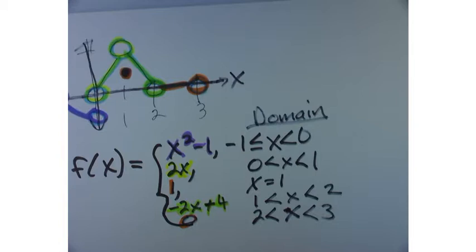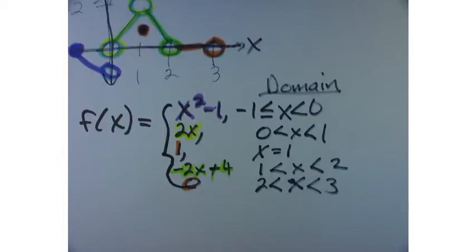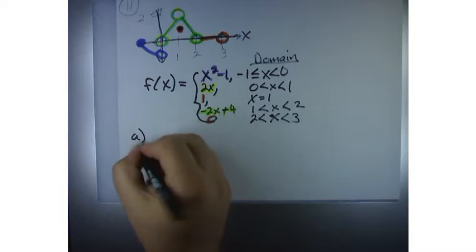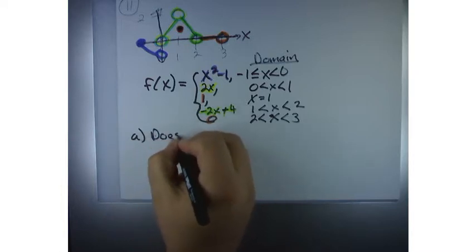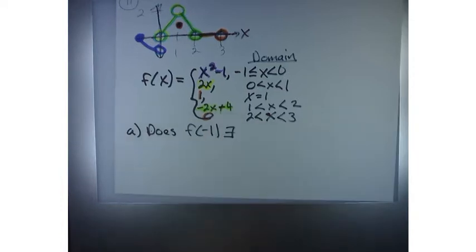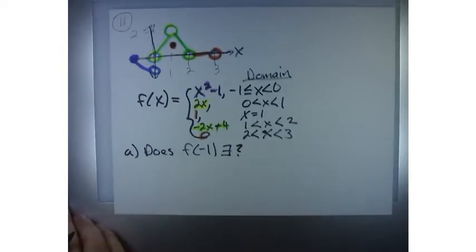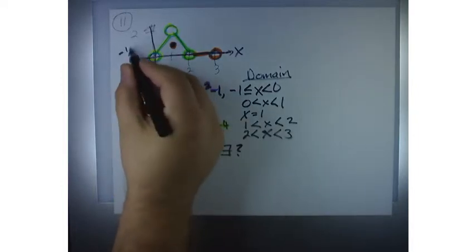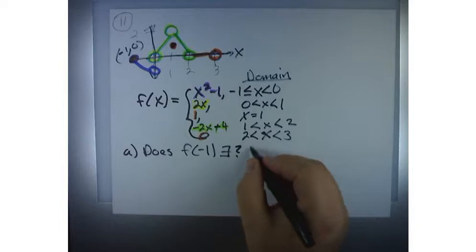So problem number 11 says, does f of negative 1 exist? Here are some questions they're asking us. Part A says, does f of negative 1 exist? Now the backwards E is a fancy way of saying exist. Well, that means, can I find a value for negative 1? And the answer is yes. It's right here, negative 1 comma 0. So I would say yes.